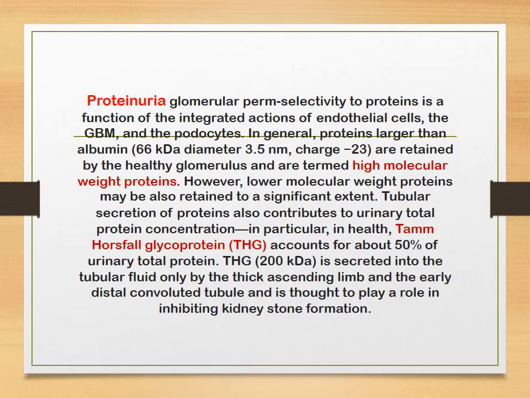Normally, there is what is known as Tamm-Horsfall glycoprotein that accounts for 50% of normal protein in the urine daily, and this results from secretion by the thick ascending limb and the early distal convoluted tubules and may be responsible for inhibition of kidney stone formation. So Tamm-Horsfall glycoprotein is a normal protein that is found in the urine from the renal tubules.